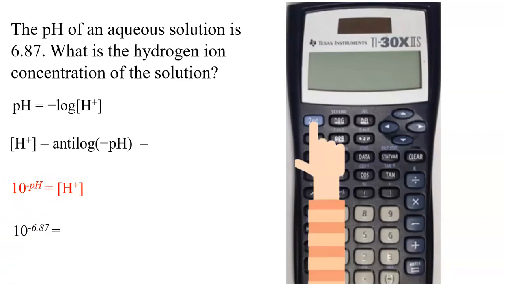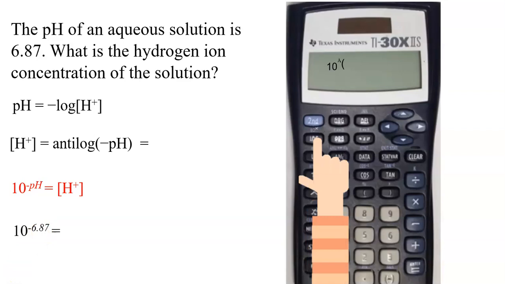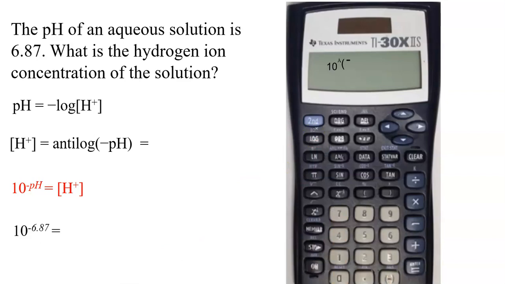So in this case, since we're going to be entering negative 6.87, second function, and then if you see right here, 10 raised to a power right above the log key, negative, and then just add in the pH, 6.87, close the parenthesis, and then hit equal, and it will give you the answer 1.34 times 10 to the negative 7, which we're rounding a little bit differently down here.